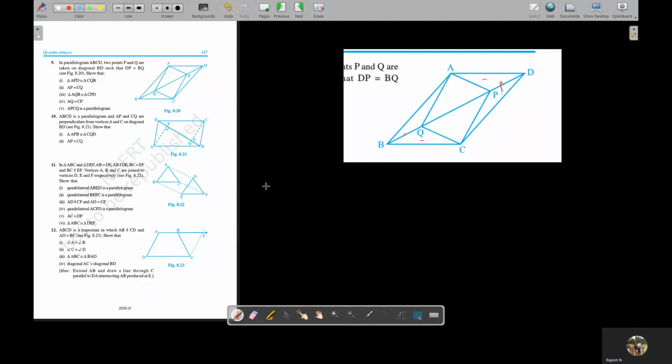DP is equal to BQ, which is given. AD is equal to BC, because they are opposite sides of a parallelogram. And next one, what about this angle CQB? This angle and this angle, these two are equal. That means angle ADP is equal to angle CBQ, alternate interior angles because it is a parallelogram.